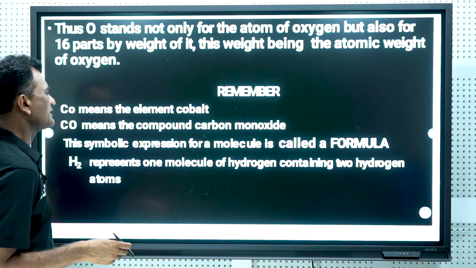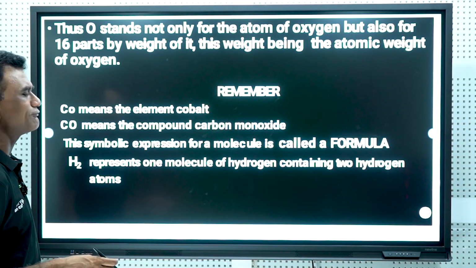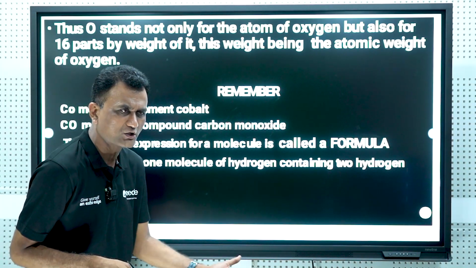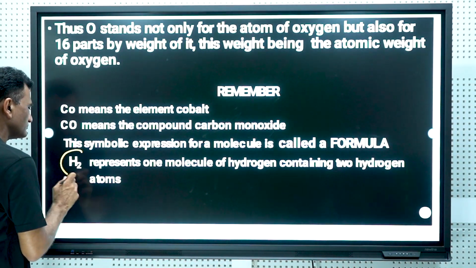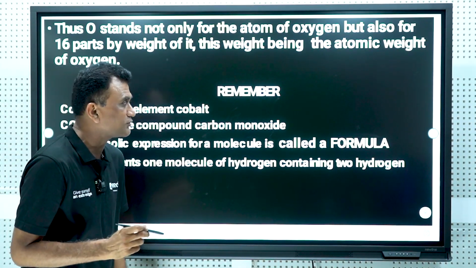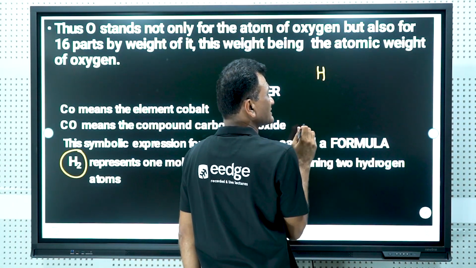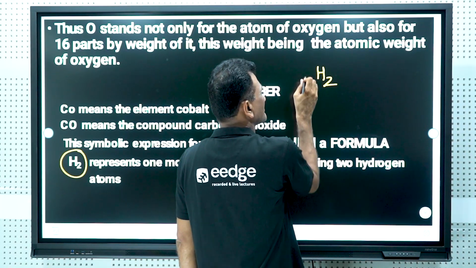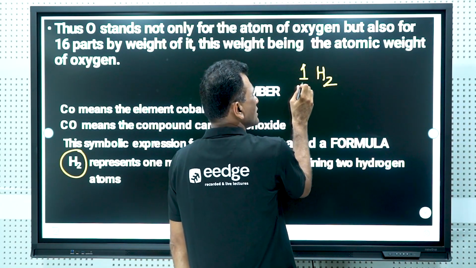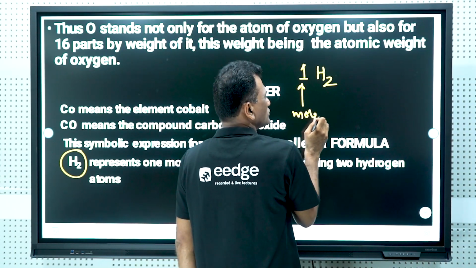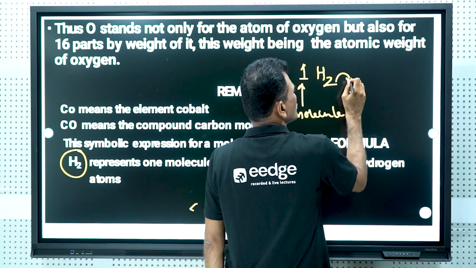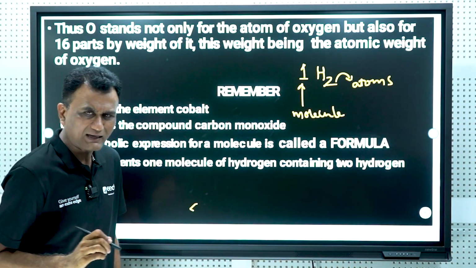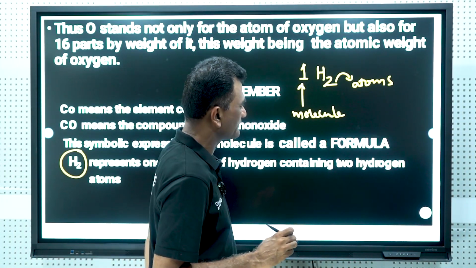So make sure that you know where to use a capital letter and where to use a small letter. And this symbolic expression for a molecule is called a formula, right? So H2 represents one molecule of hydrogen, and one molecule of hydrogen consists of two atoms of hydrogen. So H stands for atom, and when we write 2, it means 2 hydrogen atoms, and these 2 hydrogen atoms make one molecule, right? So this one is the molecule and this 2 means atoms. This is called a subscript, right? We have already talked earlier, this is called a subscript.